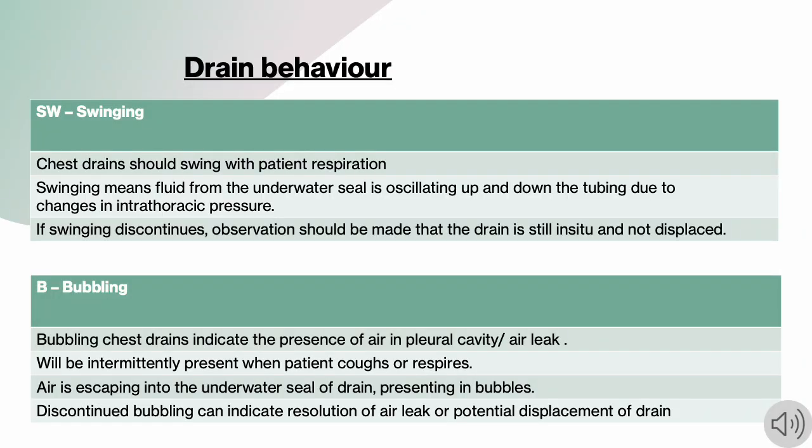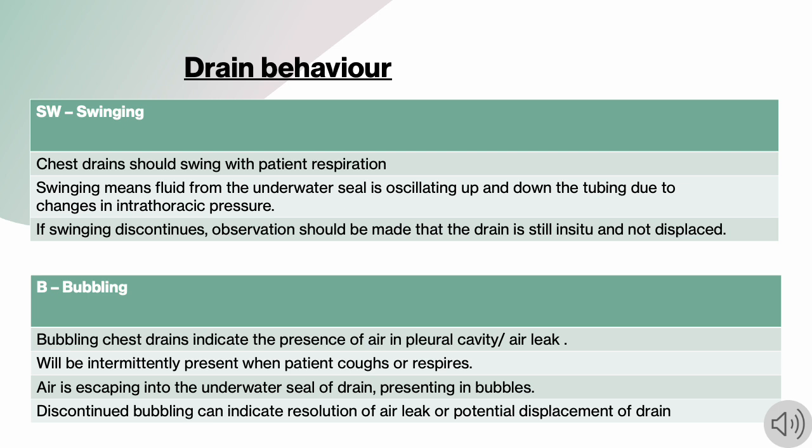As part of monitoring and observations of chest drains post-surgery, it is important that when documenting chest drain losses, we document the behaviour of the drain in order to identify any changes. On CICU, we use the following abbreviations: SW for swinging, B for bubbling, S for suction, and 0 for still or static. Swinging of a chest drain indicates that the chest drain is patent.